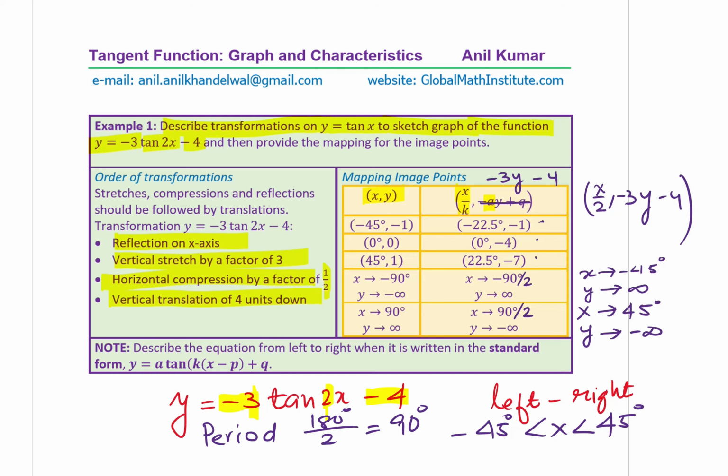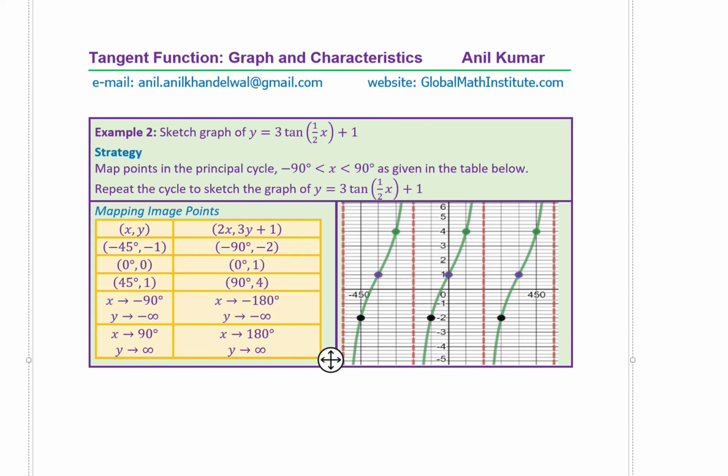Now, let's take up the next example, which is sketch the graph of y equals 3 tan half x plus 1. So we'll map the points in the principal cycle, which is from minus 90 to plus 90, which is given in the table here. This is a similar exercise to what we did earlier, and then we'll repeat the cycle to show the complete graph of the tangent function.